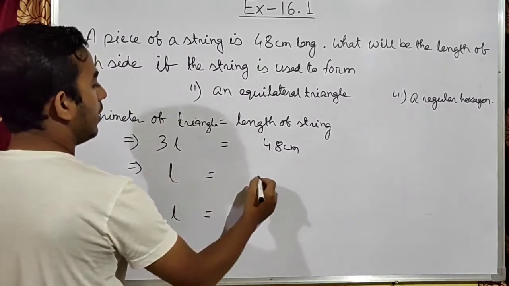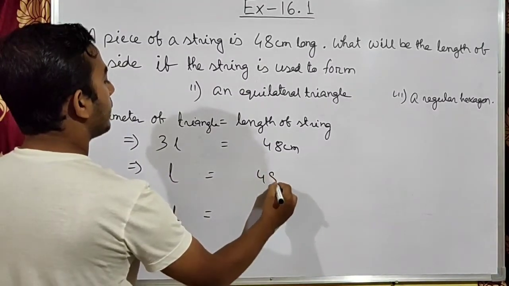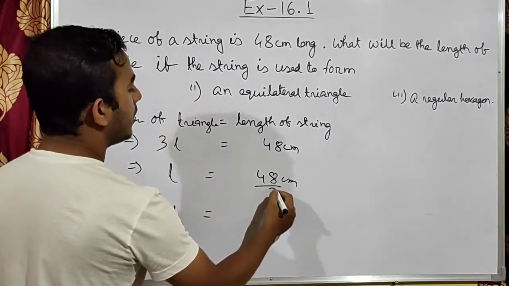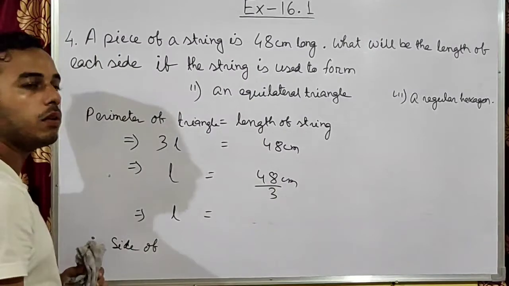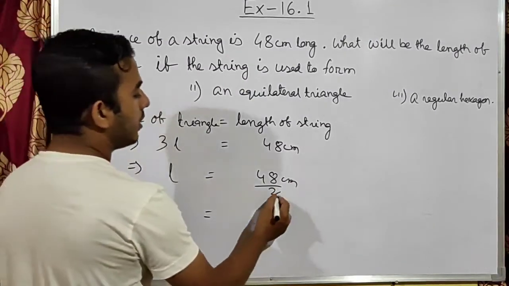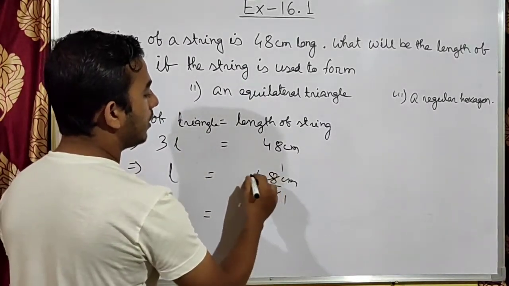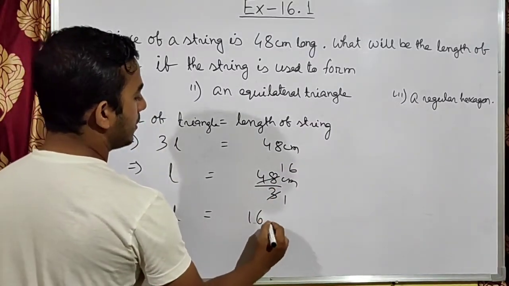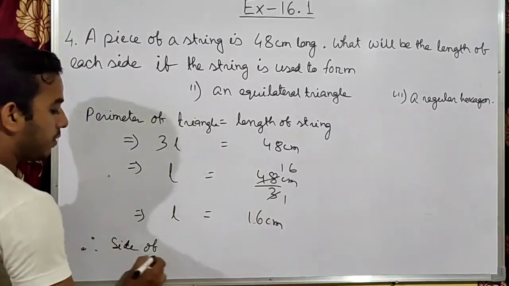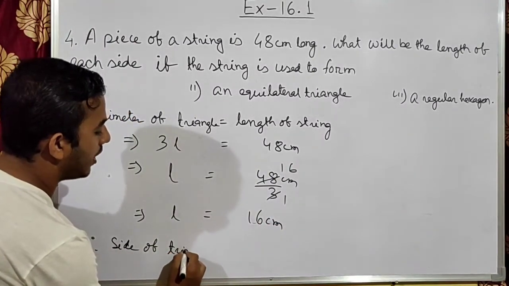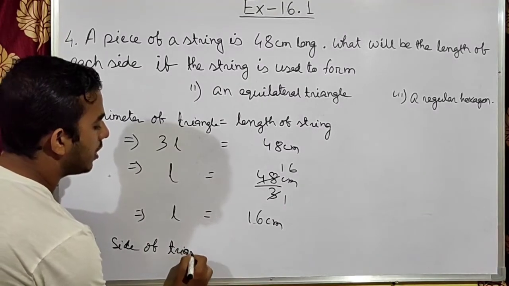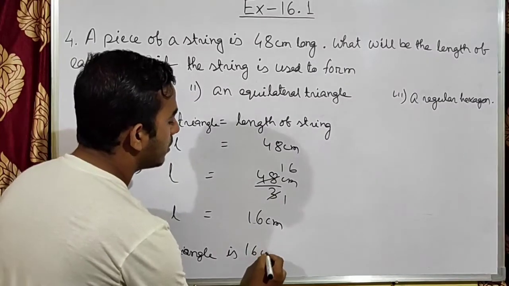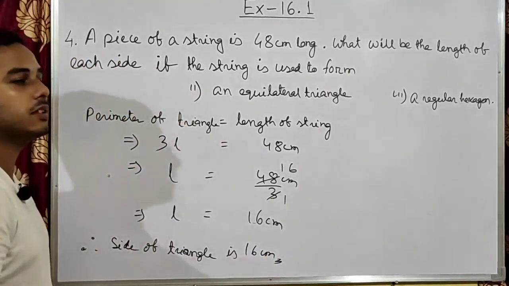So this 3 will change the side, right? It will become L equals 48 upon 3. Now 3 into 1 is 3, 3 into 1 is 3, 1 8, 3 into 6 is 18. Clear? So it is 16 centimeter. So we will write therefore side of triangle is 16 centimeter. Clear? These are very easy questions.